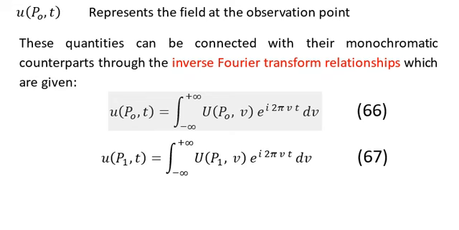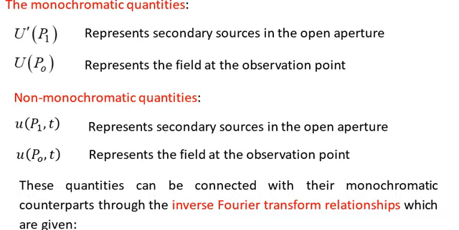That's why we have on the left hand side u of P naught comma t, and similarly the same description holds for the point sources on the clear screen. So u of P1 comma t represents the non-monochromatic point sources in the clear aperture, and on the right hand side we have the integral which contains U of P1 comma nu, the monochromatic contribution indicating the contribution of the aperture point sources at point P1. So we have equations 65, 66 and 67, which are the Fourier integrals through which we have connected the monochromatic quantities with the non-monochromatic quantities.